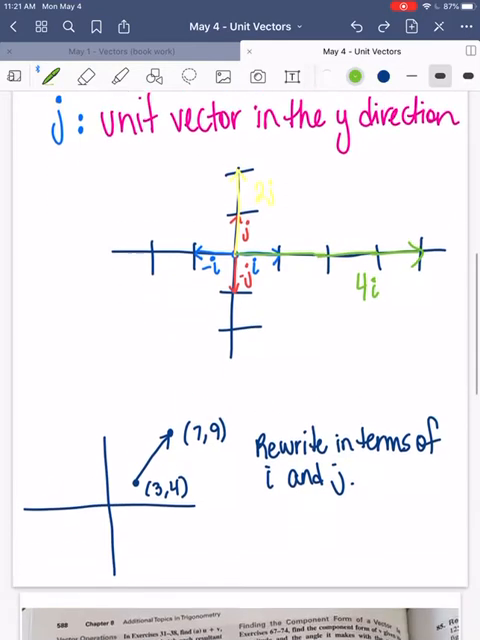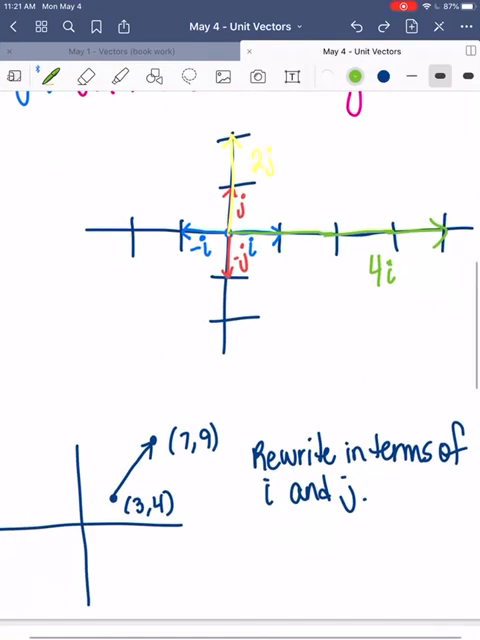Okay, so now here's a practice problem. It says, rewrite this vector over here, let's call it U, in terms of I and J. So we need to figure out how many I's and how many J's are in this vector here. Basically, you just need to figure out how much you need to go right or left and then up or down. So if we're starting here, we're going to go right some number of units, and then we're going to go up some number of units, okay?